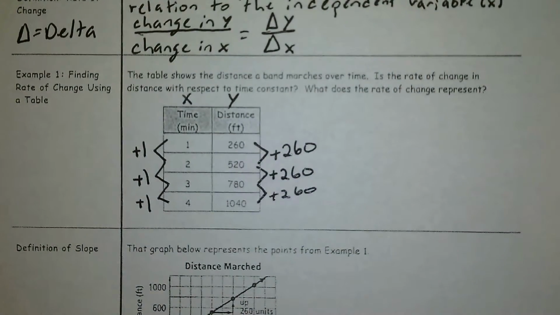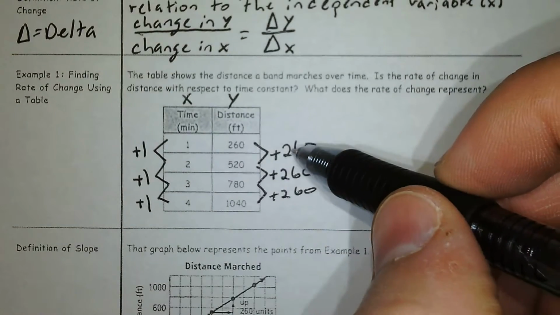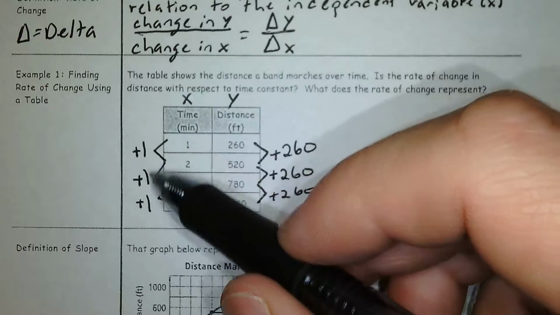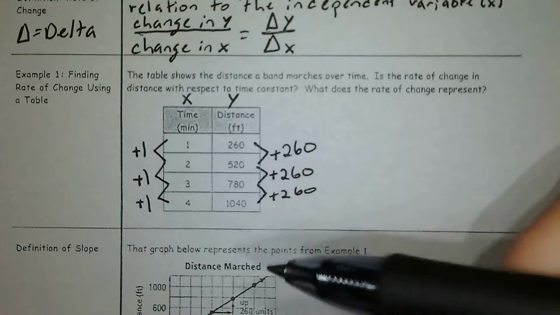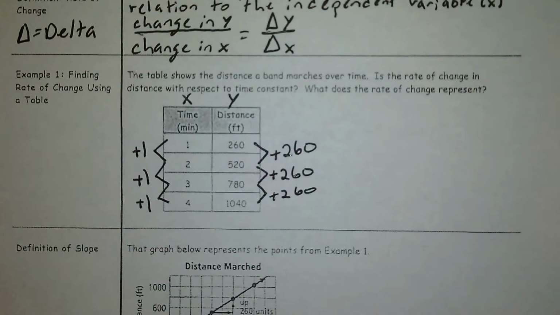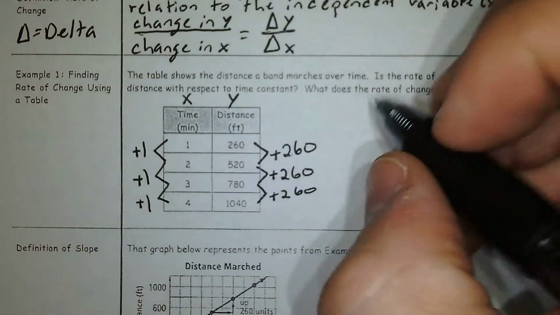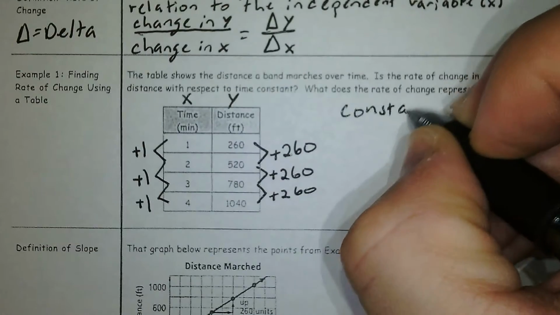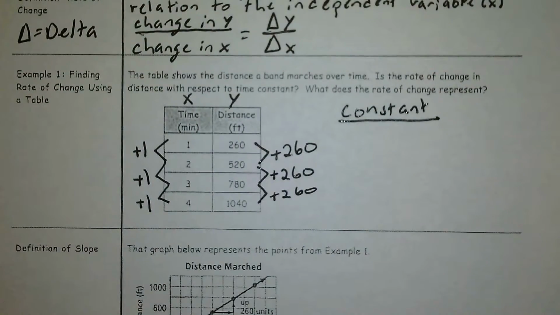So first of all, is it constant? Yes, because every time my y increases by 260, my x increases by 1 and vice versa. So we have the same ratio every single time. All right. So is it constant? Yes, it is constant. Now, what does the rate of change represent?